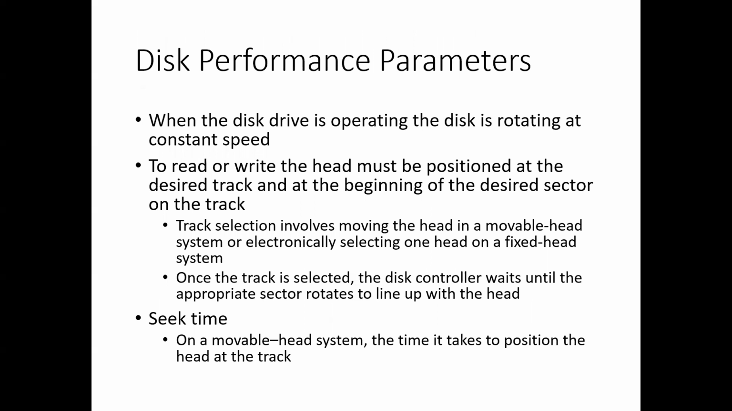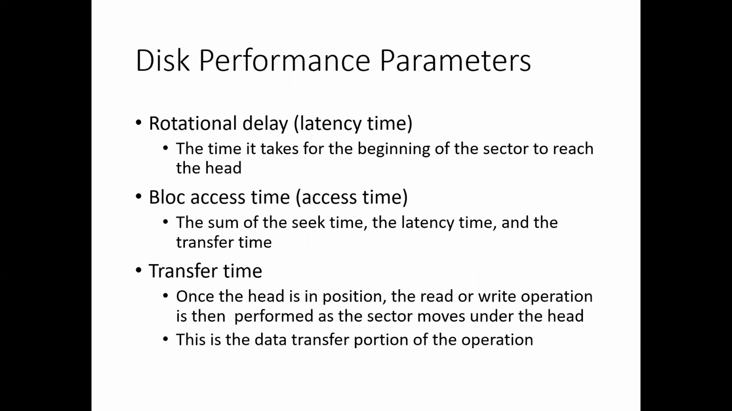Other things: disk performance parameters. When the disk drive is operating, we rotate it at a constant speed. To read or write, the head needs to be positioned above the desired track and at the beginning of the desired sector on the track. One of the performance parameters is seek time, which is the time it takes to position the head at the track. In vinyl parlance, that's picking up the needle and moving it to the start of the track. The next performance parameter is rotational delay. That's the time it takes for the disk to spin around to the beginning of the sector once you've moved it to the correct track.